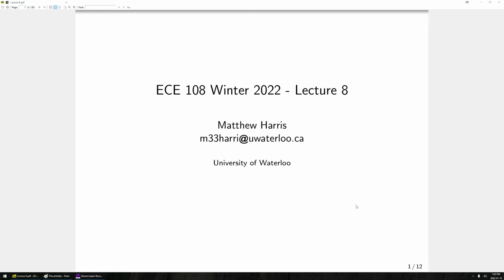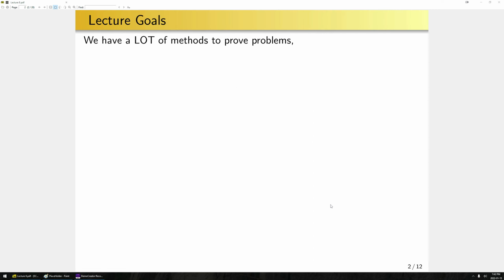This lecture is all about figuring out which method we want to use to try to prove something. We have a lot of methods that we can now use to prove something, and a big question that students struggle with is how do you decide what method to pick, and what are the relative merits of different methods for different problems.